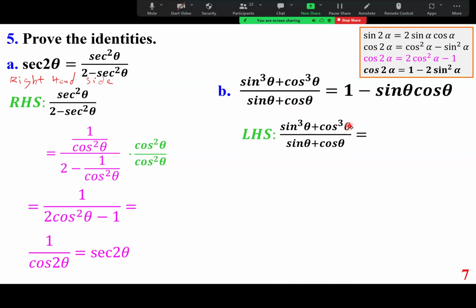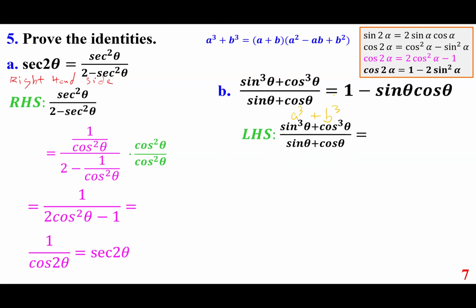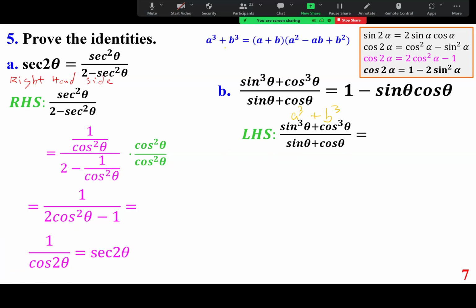The top is in the form of a cubed plus b cubed, which is a plus b times a squared minus ab plus b squared. I hope you remember that. a squared plus b squared, a squared minus b squared, a cubed minus b cubed, a cubed plus b cubed: those are the ones that you should know. This is the sum of cubes, very straightforward.